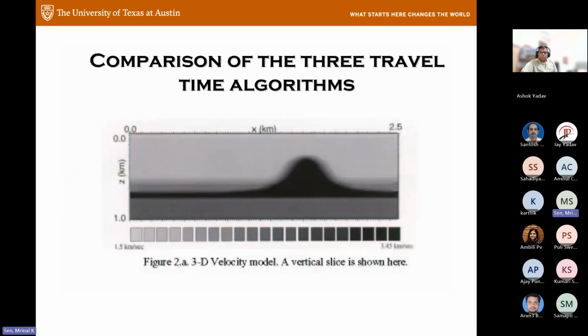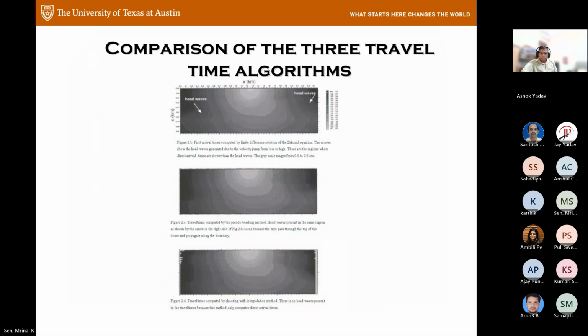So here, compare three different travel time algorithms. First of all, for isotropic case, this is a very old paper, but still I like it. Here we have first arrival, and this is from our bending method, and this is from the shooting method after interpolation. So this one you can see very clearly is actually capturing head waves, which is not desirable, and that path is completely avoided by these methods.